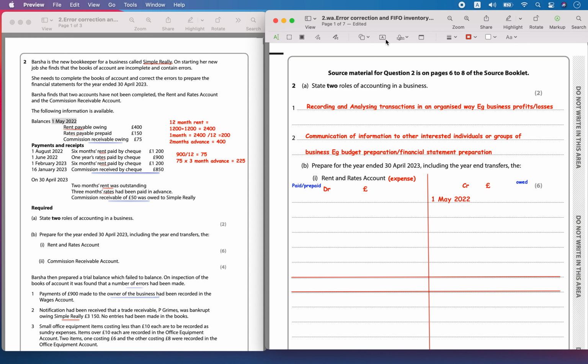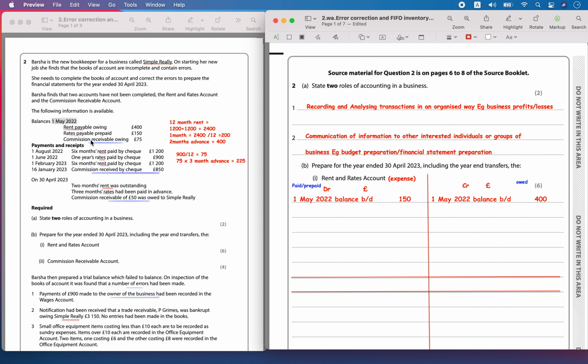The balance BD was around 400 pounds. So the balance brought down on the 1st of this month was 400 pounds. Then there was also a prepaid balance, an advance balance for the rents, that was equal to 150. So let's write that, 150.